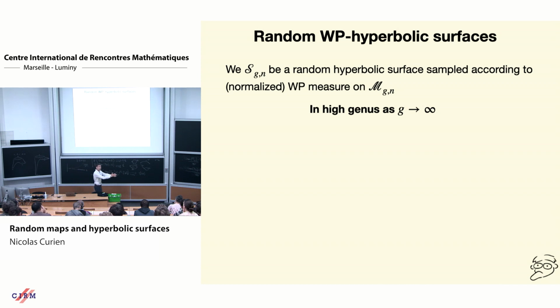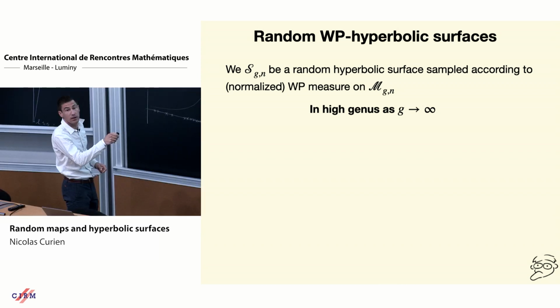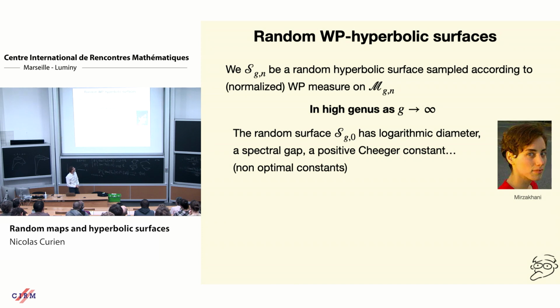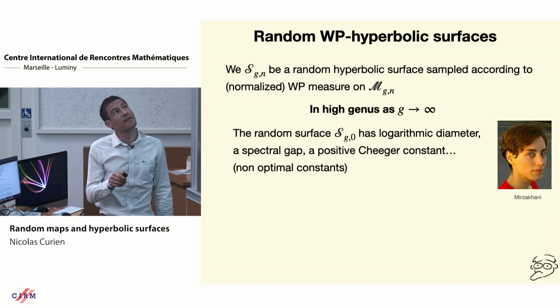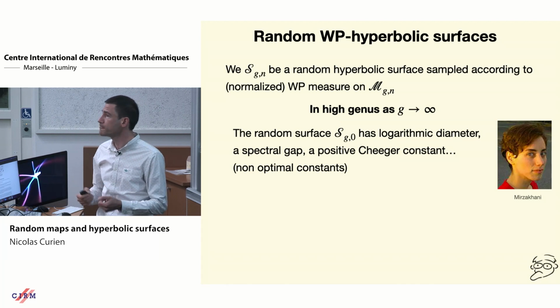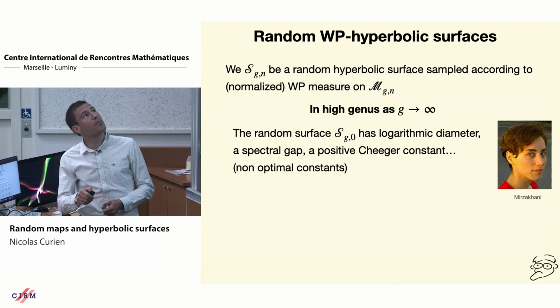Exactly as for triangulation, let's look first at the case when the genus is very, very large, and after we will look at the case when the genus is 0. So we will first look at the case when g is sent to infinity and n, the number of punctures, is 0. So no punctures, no legs, no boundary at the end. Then Mirzakhani proved 15 years ago that this random surface has a logarithmic diameter. The diameter is of order log g, has a spectral gap, positive Cheeger constant, and so on.